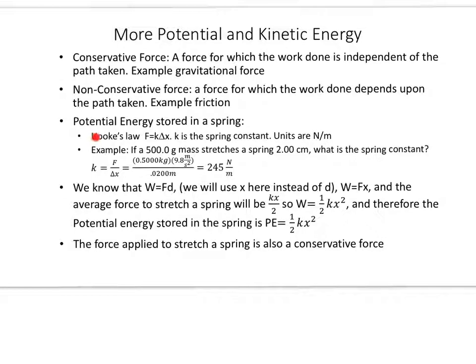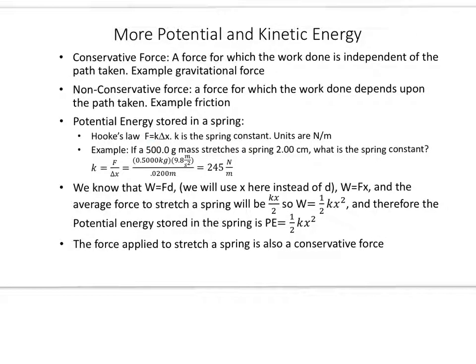Okay, so another kind of potential energy. Potential energy is stored in the spring. Now, before we get into that equation, we need to talk about something that's called Hooke's law. Hooke's law is very simple. All it says is that the more you stretch a spring, the more force you're going to have to apply on the spring. So the equation is F equals k delta x, where delta x is the displacement that the spring is stretched, and k is something that's called the spring constant.